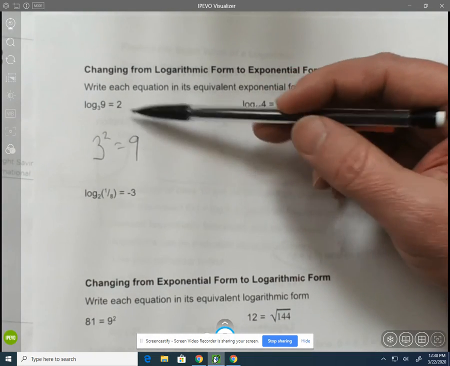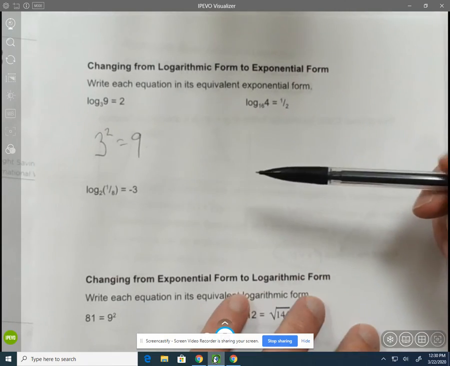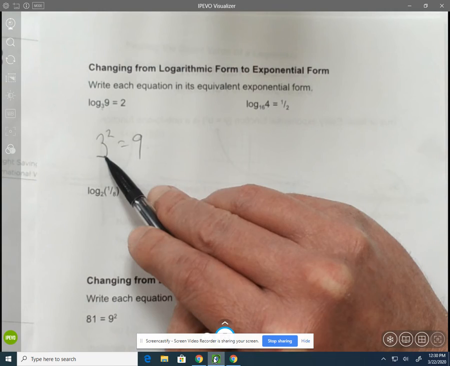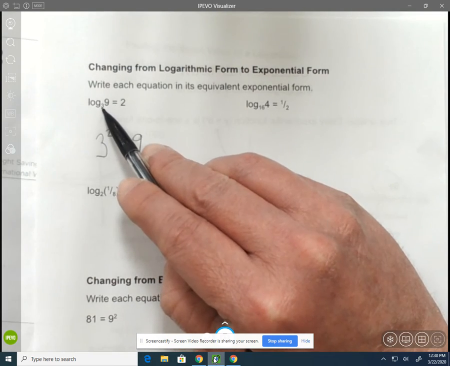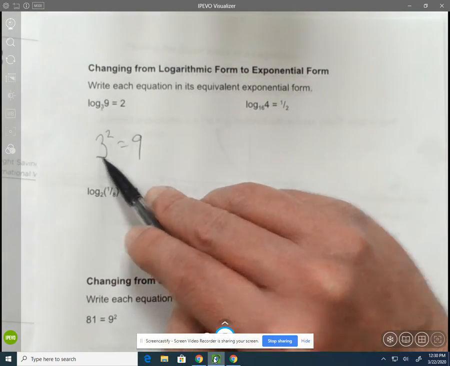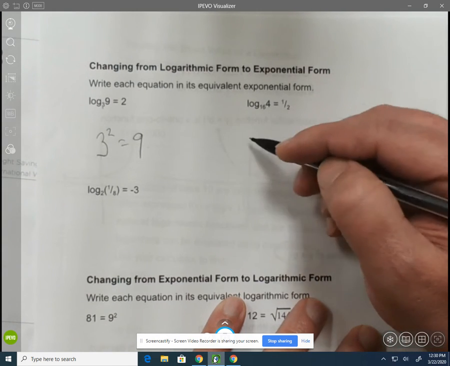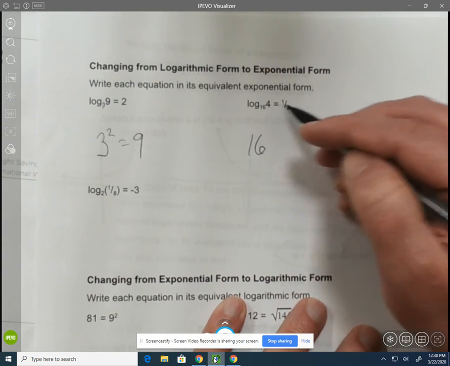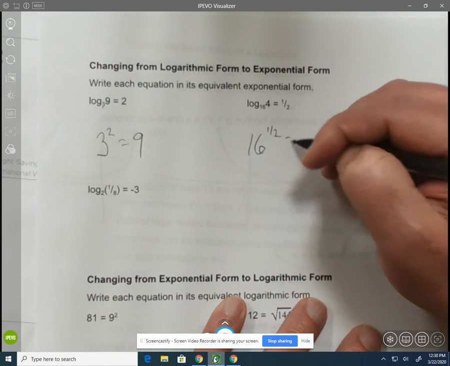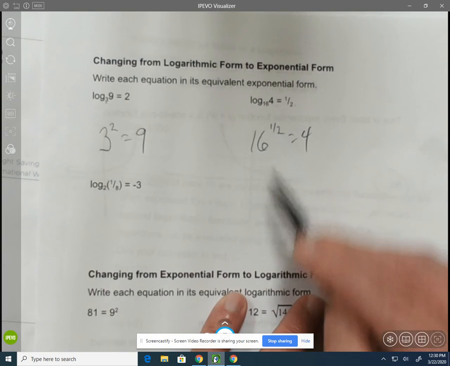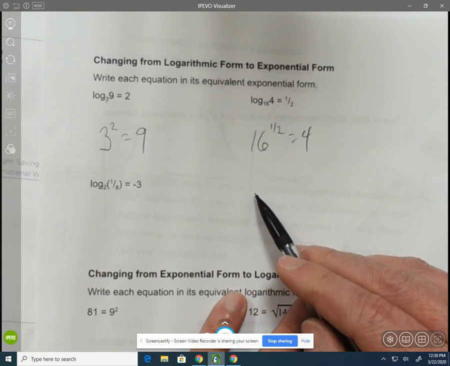So this is exponential form, this is logarithmic form. But catching that this is called a base and this is also called a base will help you. Because if this is a base, then I have to write that as a base. So for example, if this is a base, log base 16, I'm going to put that as the base, and then I just automatically switch those two numbers. And 16 to the 1/2 power is 4.